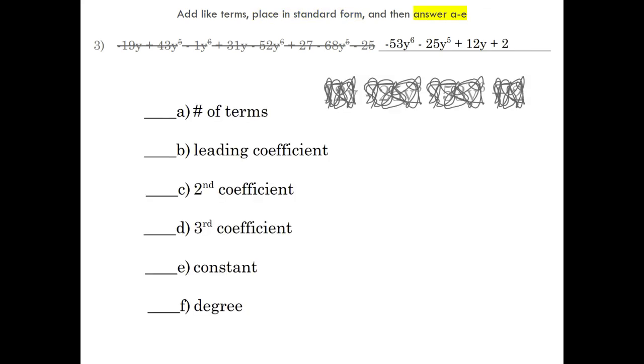Now we can answer questions A through F. We have a number of terms. There are 4 terms altogether. The leading coefficient is the number in front of the first term, which is a negative 53. The second coefficient is the number in front of the second term, which is a negative 25.